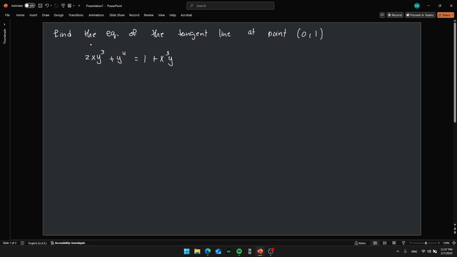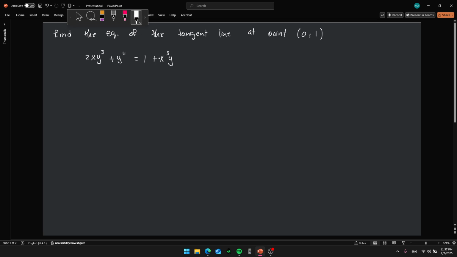This is question 3. It says find the equation of the tangent line at point (0, 1). So in order to find the tangent line, you have to have two things: the slope, in this case at point 0, and a point, which we already have from the question. So our goal from this question is to find the slope, which is also referred to as the derivative at x equals 0. So that's our main goal from this question.